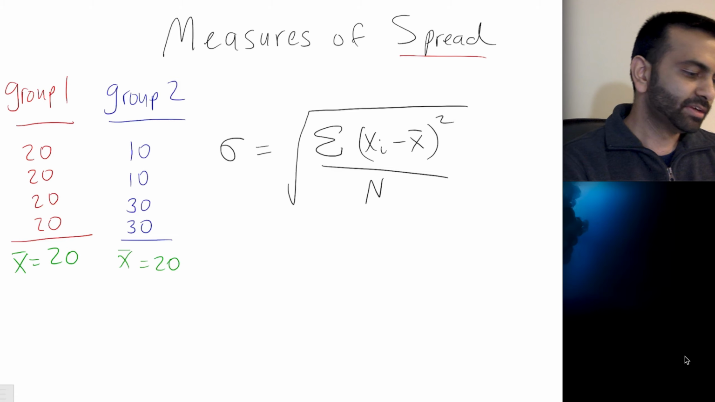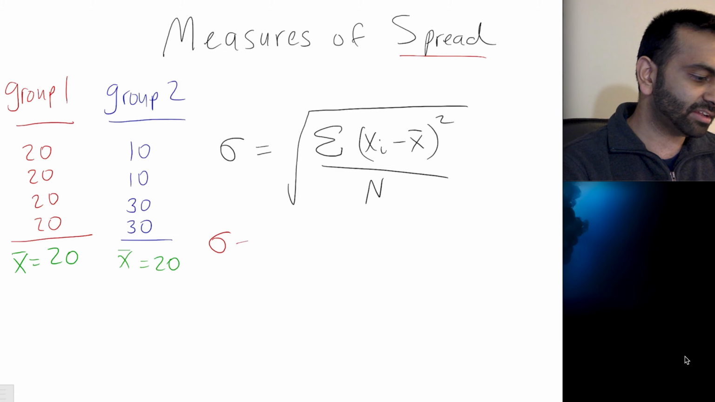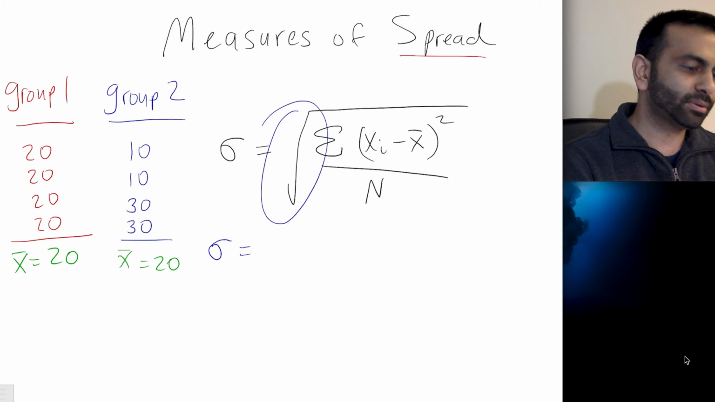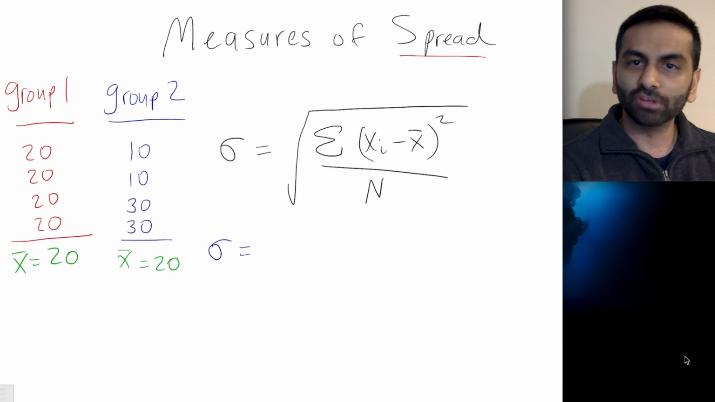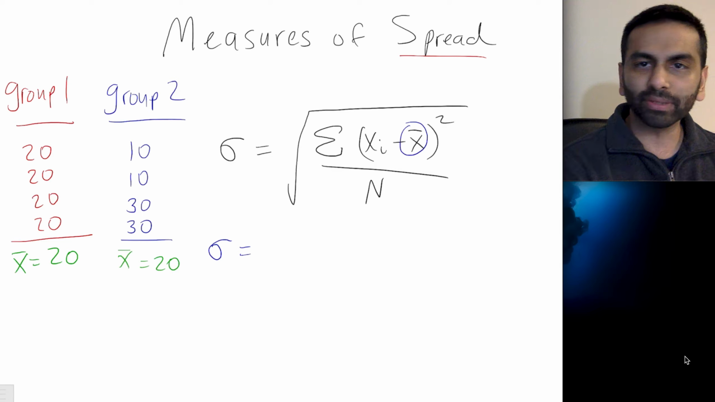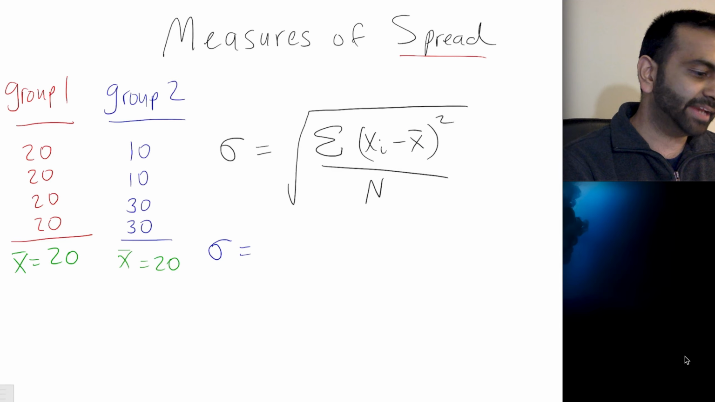So let's actually do this. Let me use blue for group 2. Let's solve for sigma. Let's ignore the square root for now; we'll do that at the end. Let's just focus on this part. The x bar we know is 20, so each of these is minus 20, squared.